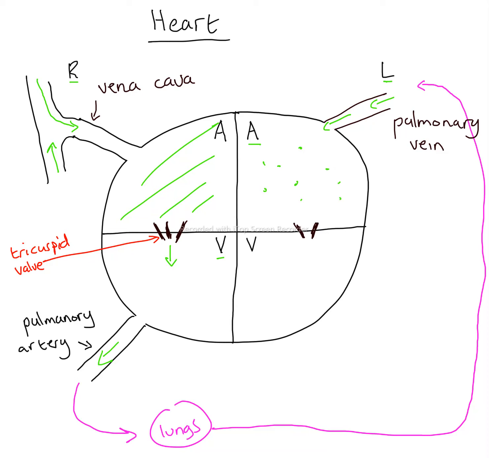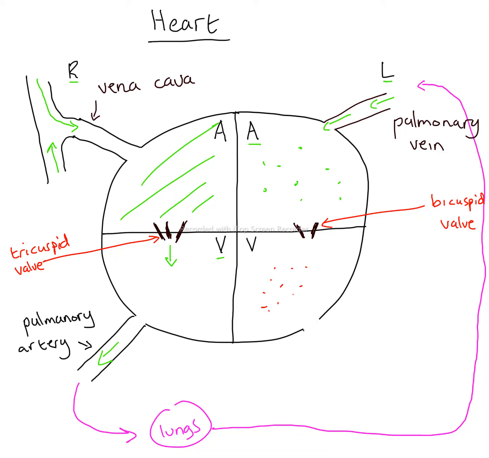Really happy. What happens next? It goes through this valve, which is called the, not tri but bi. So this has got 3 flaps, this has got 2 flaps. So this here is called the bicuspid valve. Right, now the blood's in here, ready to go.